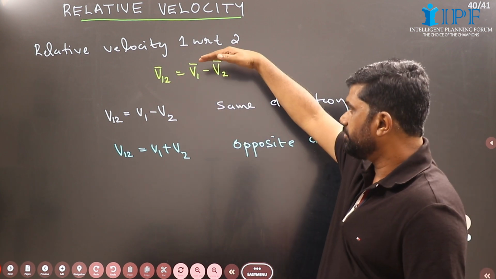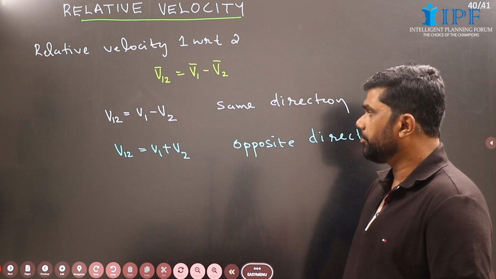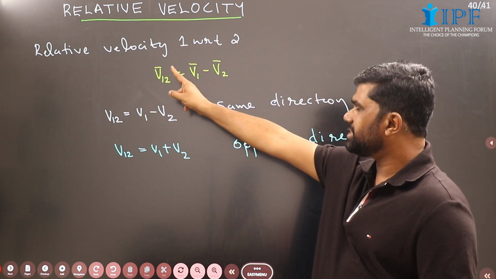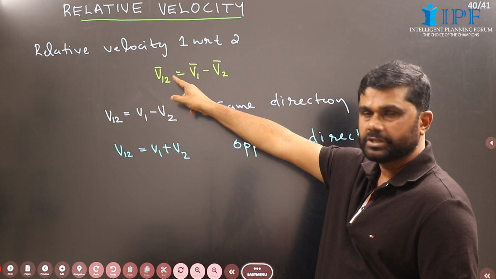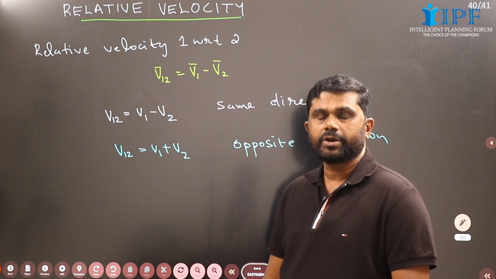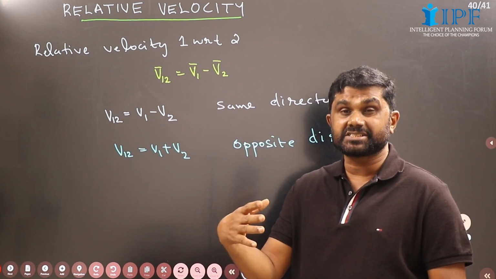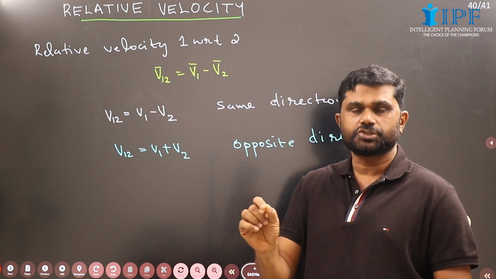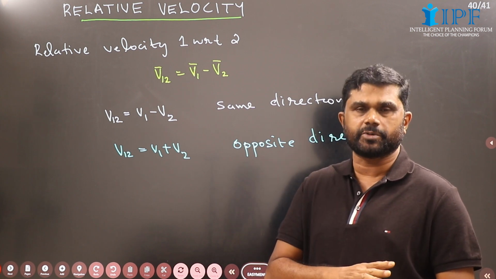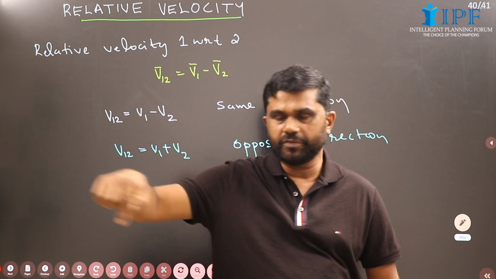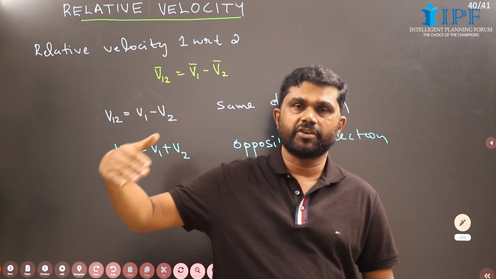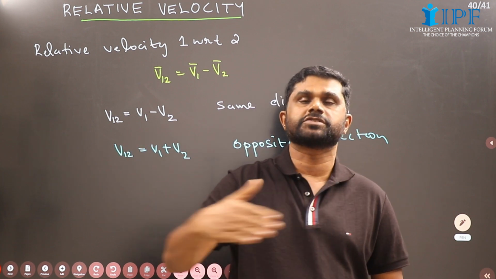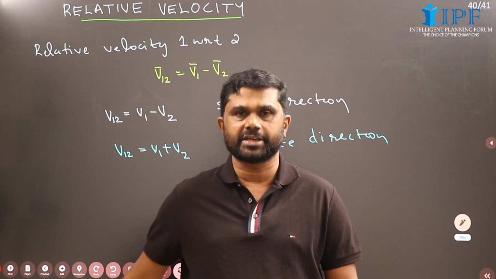Means that there must be an arrow above it. Okay, so v12, that is the relative velocity of 1 with respect to 2, is equal to v1 minus v2. Here the motion is restricted to a line, so there are only 2 directions possible. Suppose a body is moving along this line, the velocity can be either towards left or towards right. There are only 2 possible directions.